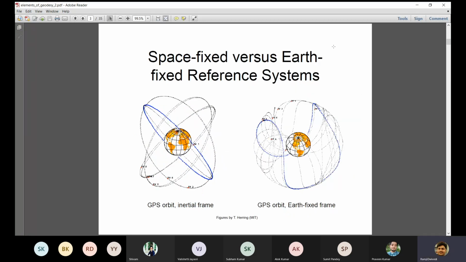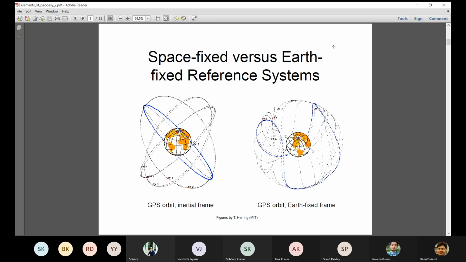This is what we see when we look at the space fixed versus earth fixed reference frame. There are two things when you go into space. I told you, in one video in the previous classes, that when you look at a satellite moving around the earth, it looks like a perfect orbit, and there is no problem at all. If it is geostationary, it will follow the earth's rotation. If it is non-geostationary, in a sun synchronous system, then it will follow a particular orbit to maintain it.